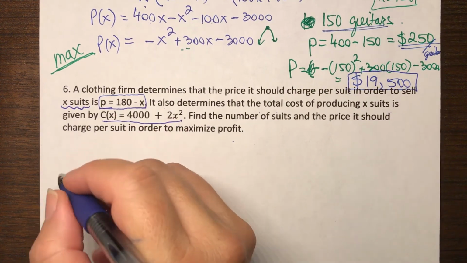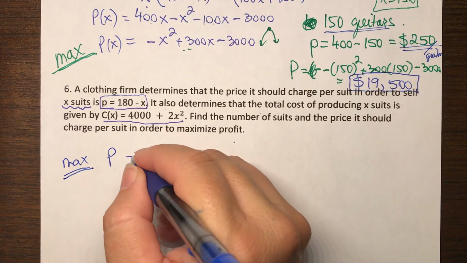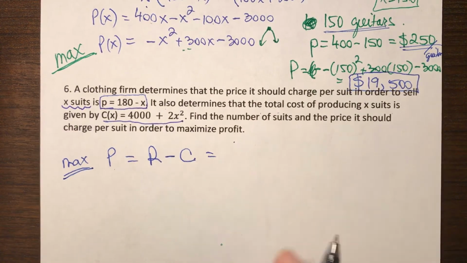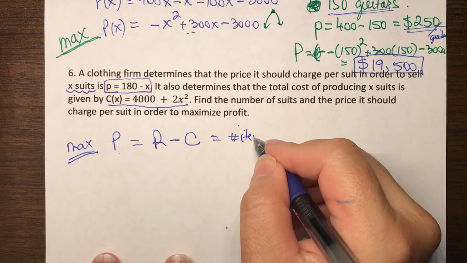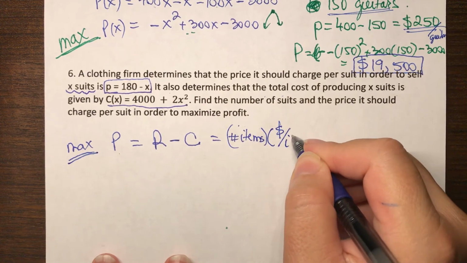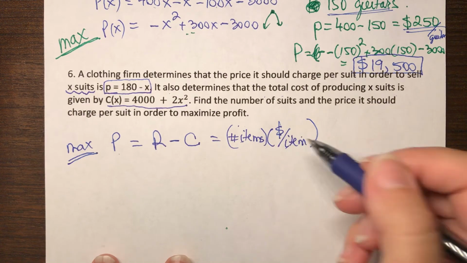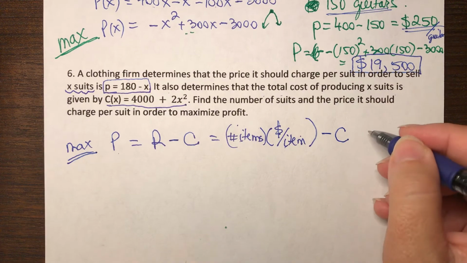So same thing, this one's going to go faster. We want to maximize the profit. What's profit? Revenue minus cost. How do you make revenue? Number of items times price per item. By the way, the items reduce and you're left with the price, right? Total amount of money made. Minus the cost function, which we have.